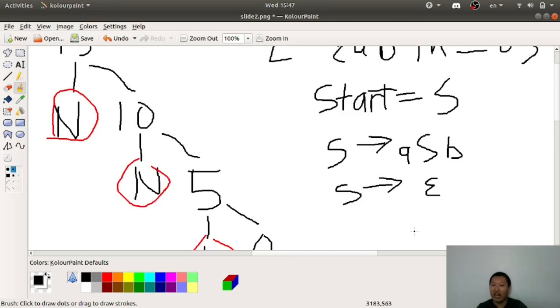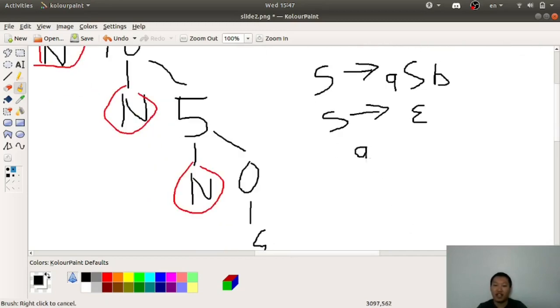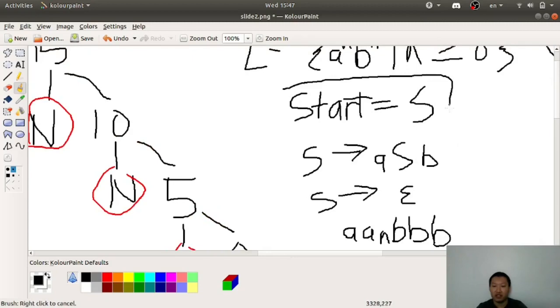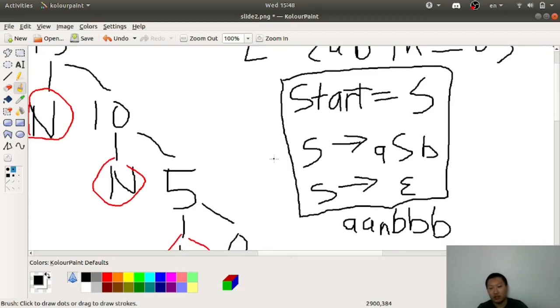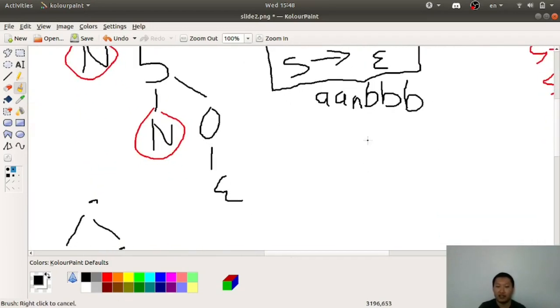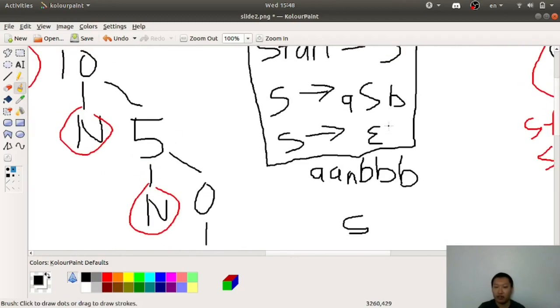So let's take a look at how we might generate the string a, b, b, b using this context-free grammar. The stuff I put in the box here is the grammar we're looking at. It's actually fairly straightforward to generate the string. So we start with S, and then we apply the first rule.